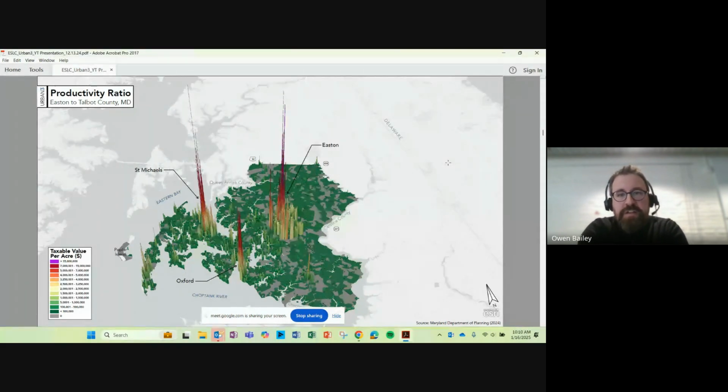Talbot County is pretty unique on the Eastern Shore in that it has 3 spikes, where most of our counties only have 1 spike in the county seat. Talbot County is very lucky to have 3 spikes within Easton, St. Michael's, and Oxford, 3 very productive municipalities. And you can see in between that, the more suburban growth has a much lower return on investment. But as you'll see later on, that lower return on investment has become the more dominant type of development in the last 60 to 70 years.